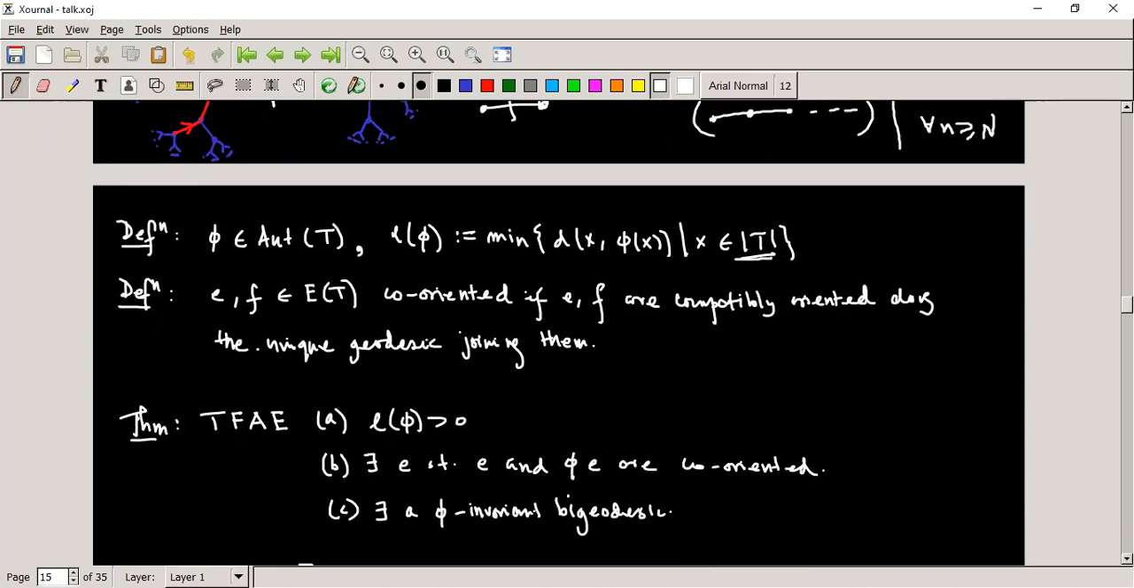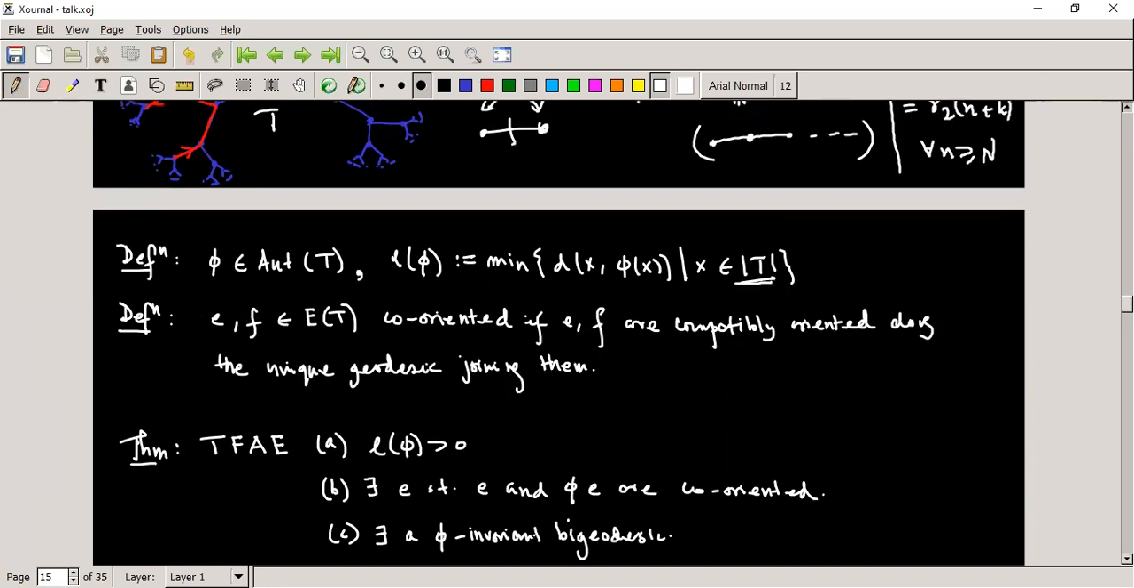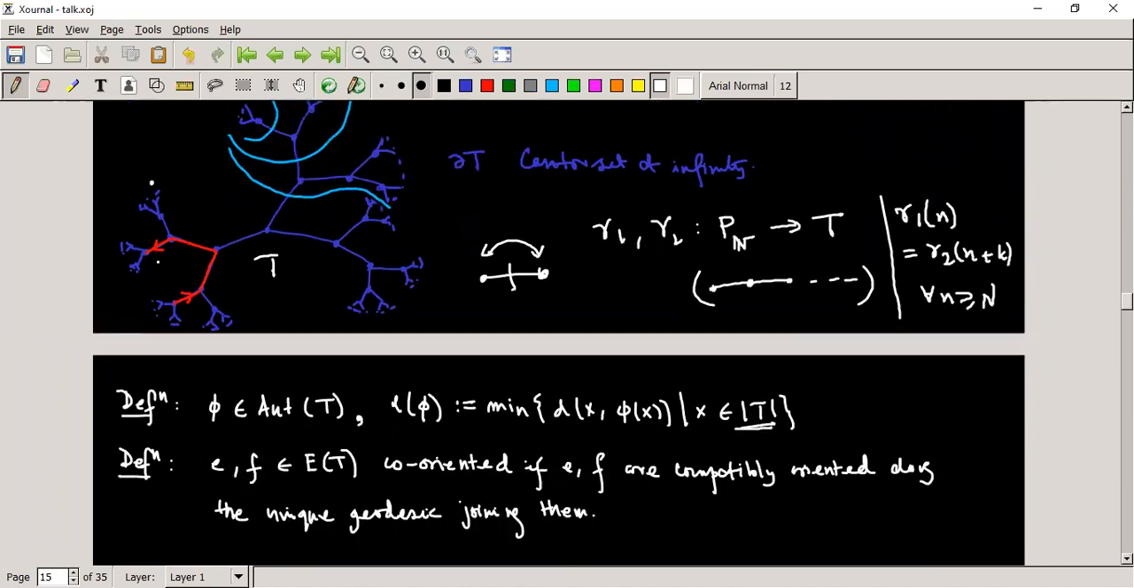So here's another definition. Two edges E and F of the edge set are co-oriented if along the unique geodesic joining E and F, they're pointing in the same direction. So for example, take these edges E and F. If you take the geodesic joining them, so this is the red geodesic. There's a unique geodesic joining them. By geodesic, I mean the path on the tree. There's a unique path between two points, of course. If you take the unique path joining them, they're pointing in the same direction.